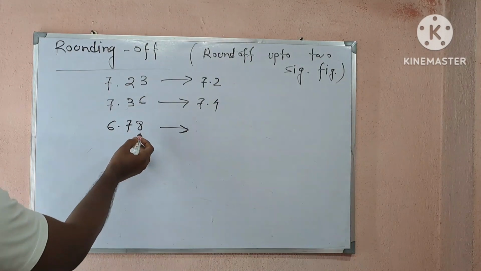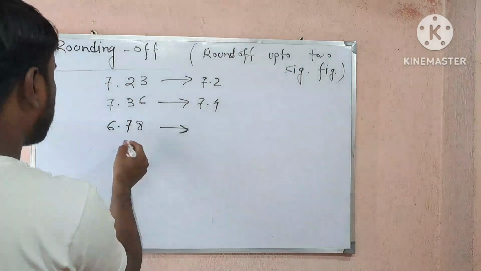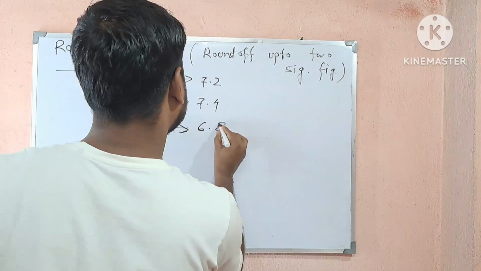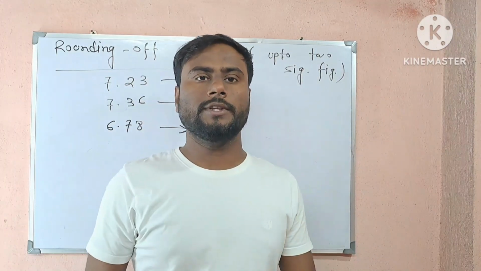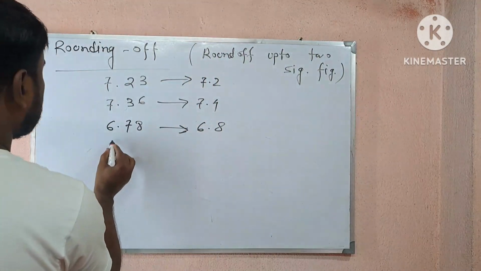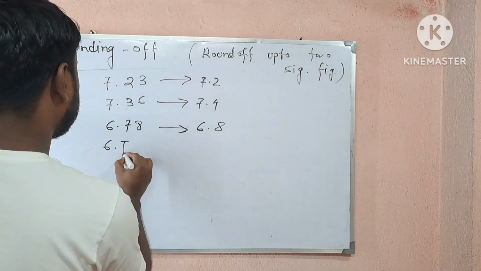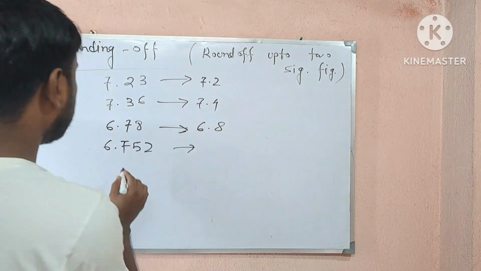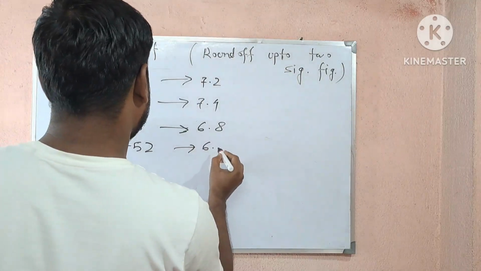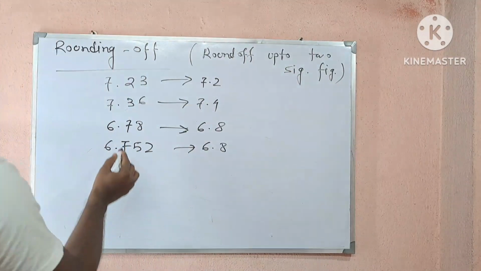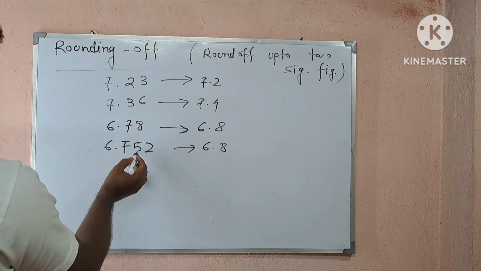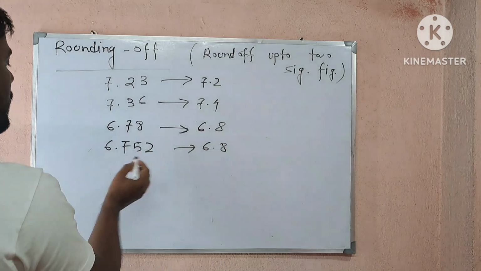Here 8 is greater than 5. That is why we have to increase 7 by 1 unit. The result will be 6.8. But what will be the reading if there is 6.752? Then the result will be 6.8. Why? Because this 5 is 5 followed by a non-zero.